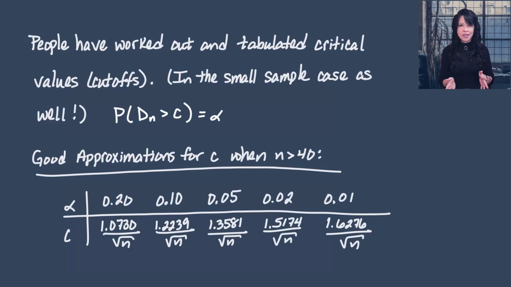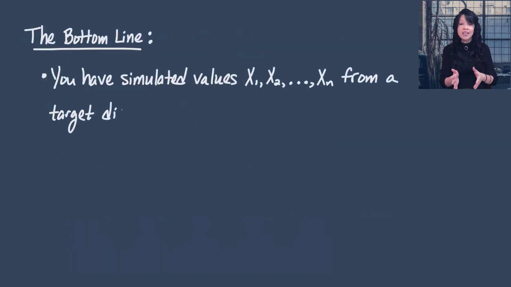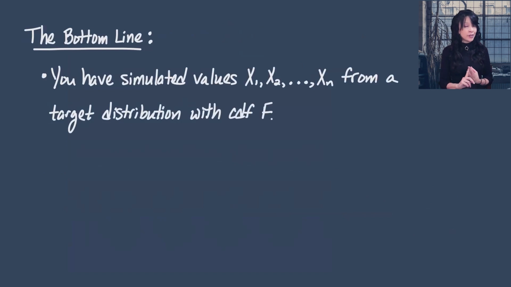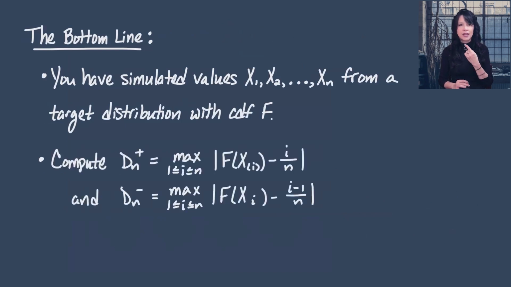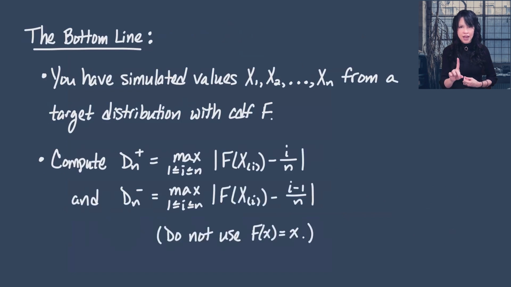Here is the bottom line. If you're just tuning in now, this is really all you need. Sorry, everyone else that was here from the beginning. You have simulated values, capital X1 through capital Xn, from a target distribution with CDF capital F. You compute this quantity, Dn plus and Dn minus, that looks like this and this. Do not use capital F of x equals x. This is only if your capital F is the CDF for a uniform 0-1 distribution.